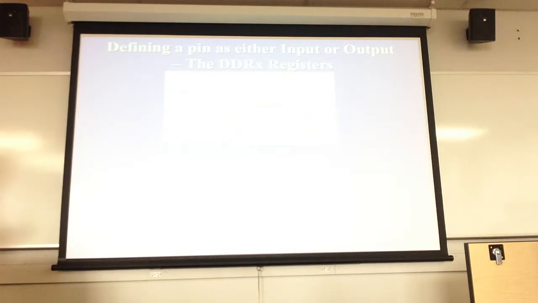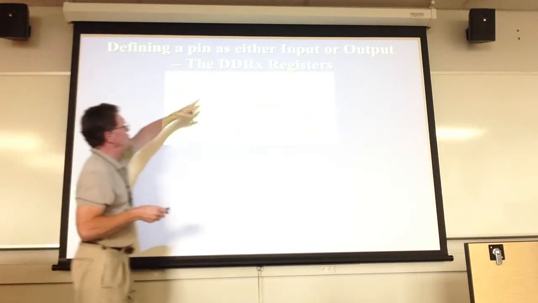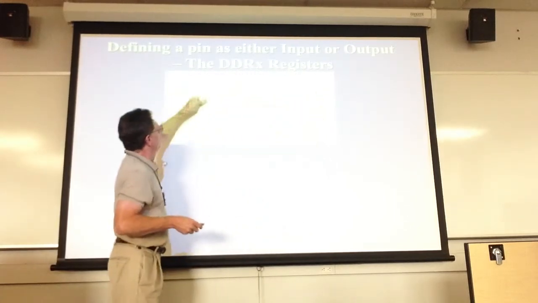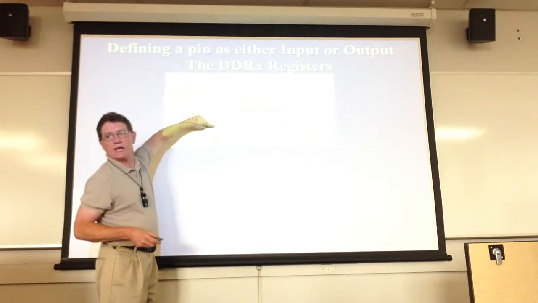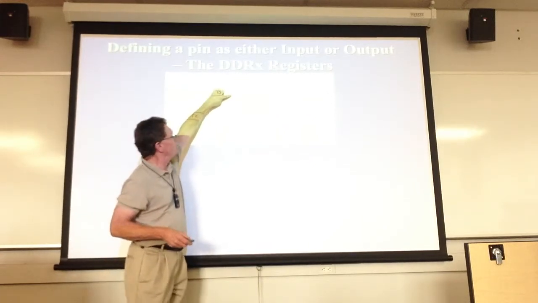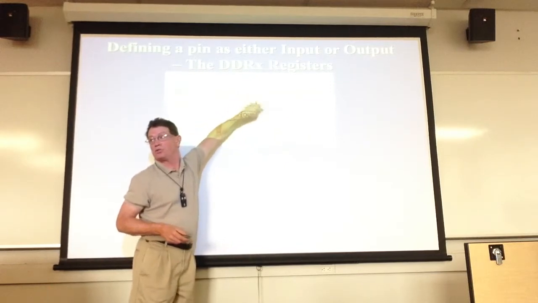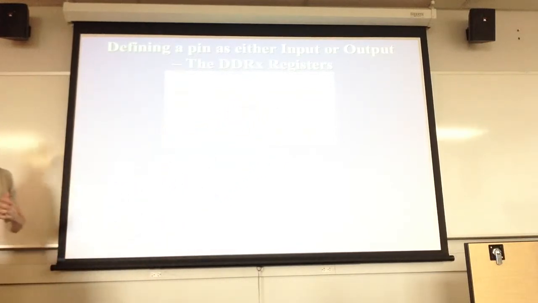If I set up the data direction register, in this case as 0, 1, 1, 1, 1, 0, 1, 0, 1, this 0 forces that pin to be an input. This 1 forces that pin to be an output. This 1 forces that pin to be an output, and so forth. So you can select. It's nice that you don't have to force all the pins to be an input or output. You can select each one of them.